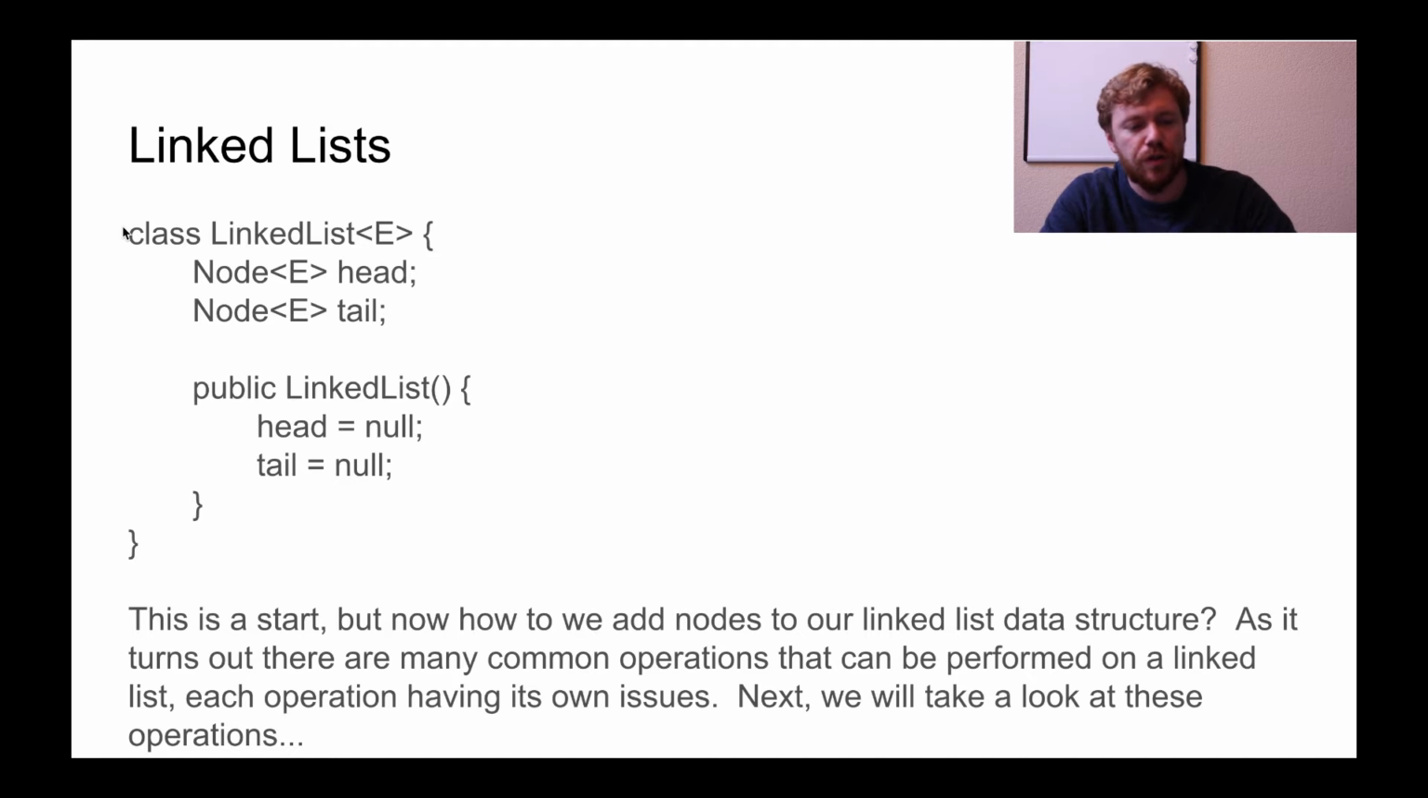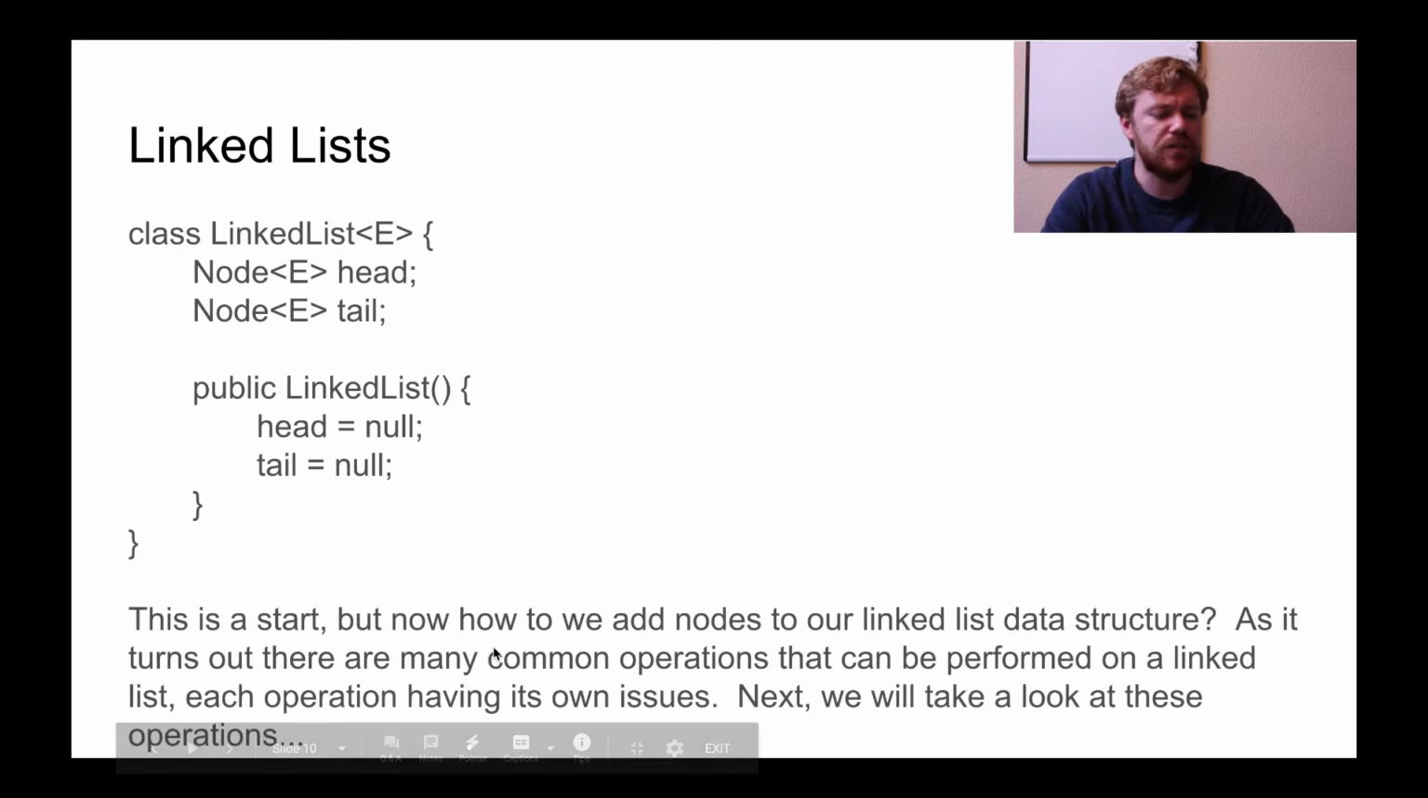And so here's the start to our linked list. You'll see I used the Java generics class called linked list. I specify a head node and a tail node, and I specify a constructor for my linked list where I just set head equal to null and tail equal to null. This is the default condition for the linked list. It just means that there's nothing in it. It's empty.